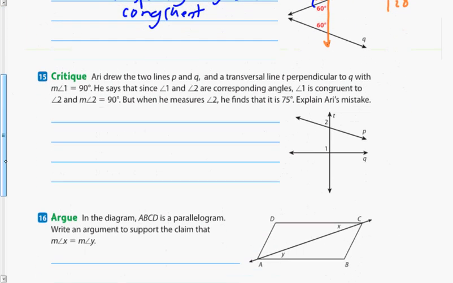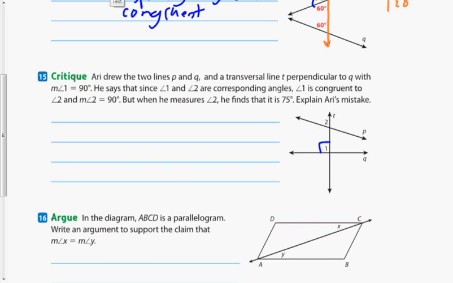Let's go to number 15. It says Airy drew the two lines P and Q and a transversal line T that's perpendicular to Q. So that would mean angle 1 is 90 degrees. Okay, it's a right angle. He says since angle 1 and angle 2 are corresponding angles, which they are, they're in the same spot, just in a different intersection, then angle 1 and angle 2 are congruent, and so then that has to be 90 degrees as well. But I don't think that looks like a right angle. I mean, just looking at it, it doesn't look like a right angle.